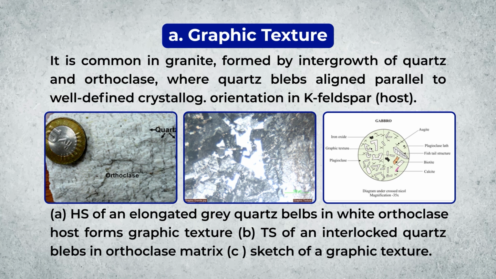In hand specimen, it can be seen quartz as a bleb, and in thin section an interlocked quartz blebs in orthoclase matrix, and C is almost the same, a sketch of a graphic texture where the two quartz grains are there, and in between these two quartz grains you get formation or interlocking of the orthoclase crystals.